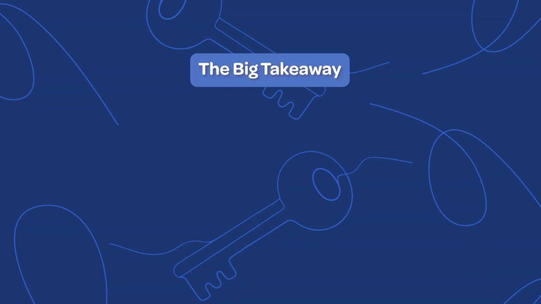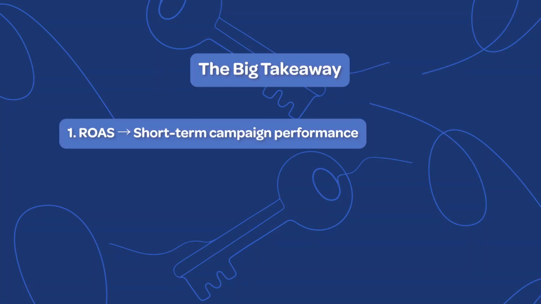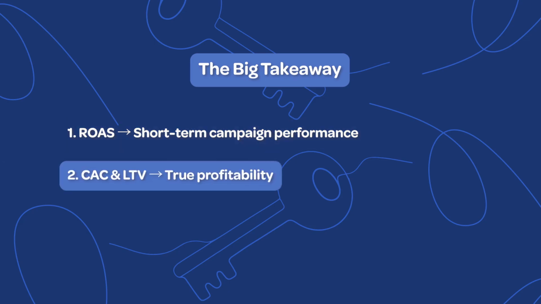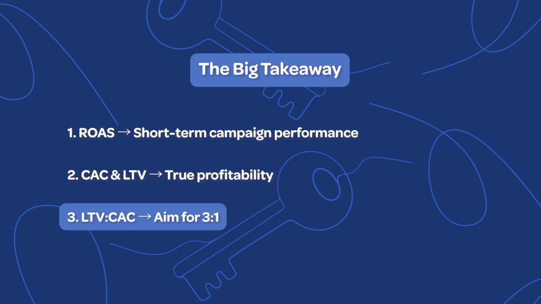All right, guys, so here's the big takeaway. Use the ROAS to check how your campaigns are doing in the short term. Look at CAC and LTV to see if the business model is actually profitable. Keep an eye on your LTV to CAC ratio and try to keep that around 3 to 1 to make sure your business is healthy and scaling.